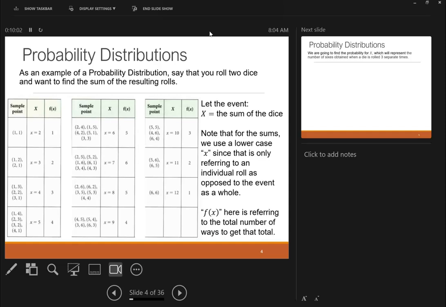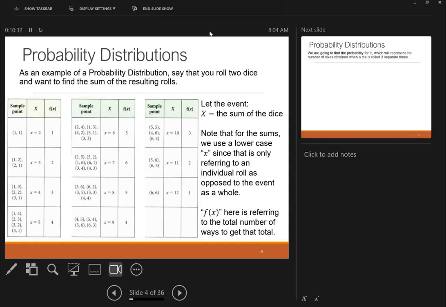Okay? So when x is equal to 2, we have 1 roll that can happen when we roll a 1, 1. Everybody's okay? When x is equal to 3, we have two different rolls that can happen. I can roll 1, 2 or a 2, 1. When x is equal to 4, there's three different rolls that can happen. A 1, 3, a 2, 2, and a 3, 1.